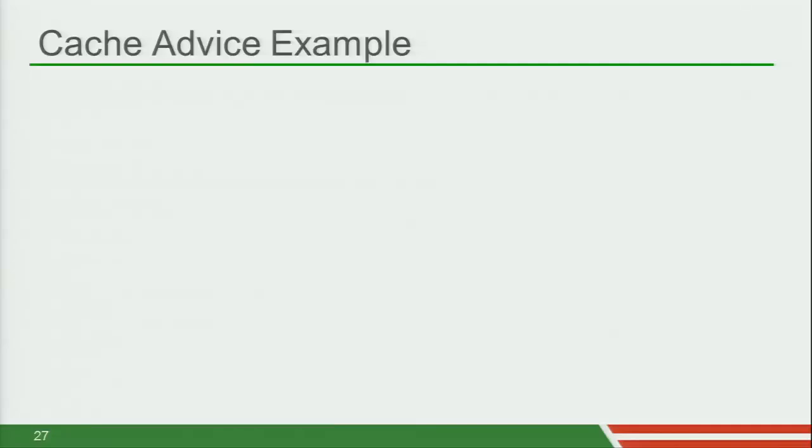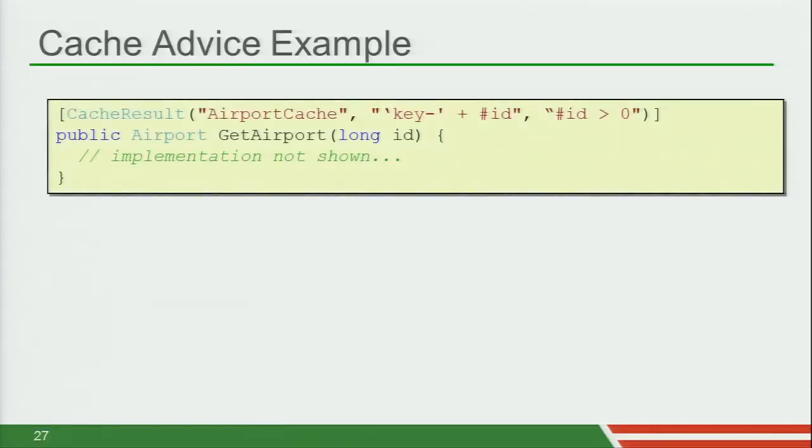So, caching advice. Here's a method called getAirport that takes an ID and returns an airport. And this attribute that we've applied here says we've got this thing called airport cache, and we want the key to be key dash whatever the ID is. The Spring expression language is going to take that ID parameter that's passed into the method and add that to the key that's used in the cache. And we have a constraint here that says, by the way, only do this if the ID is greater than 0.